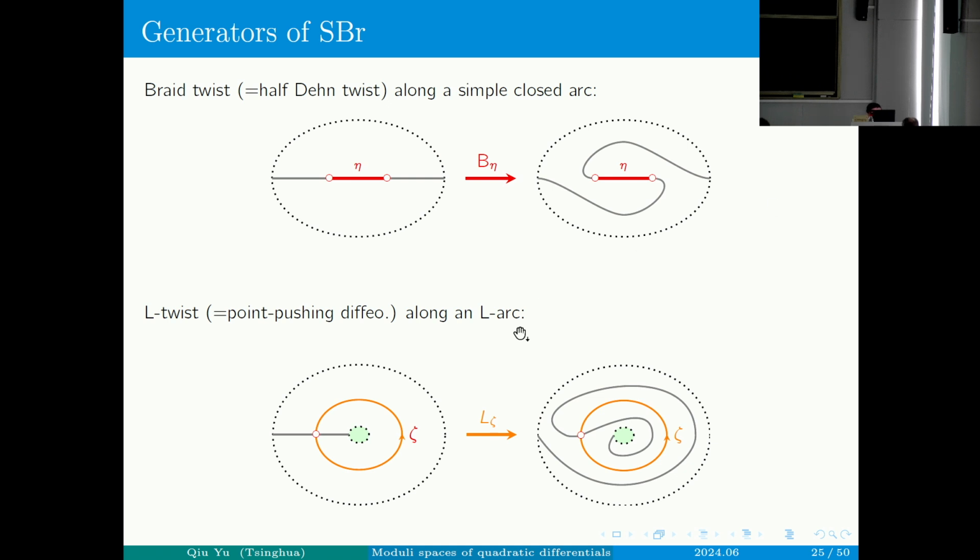And the other symmetry on the surface is called the point-pushing diffeomorphism, where you drag a decoration along a loop on the surface and twist along that loop like that. So this will equal the Dehn twist along the inner and outer boundary in the neighborhood of this loop. So these are the two generators of the surface braid group.